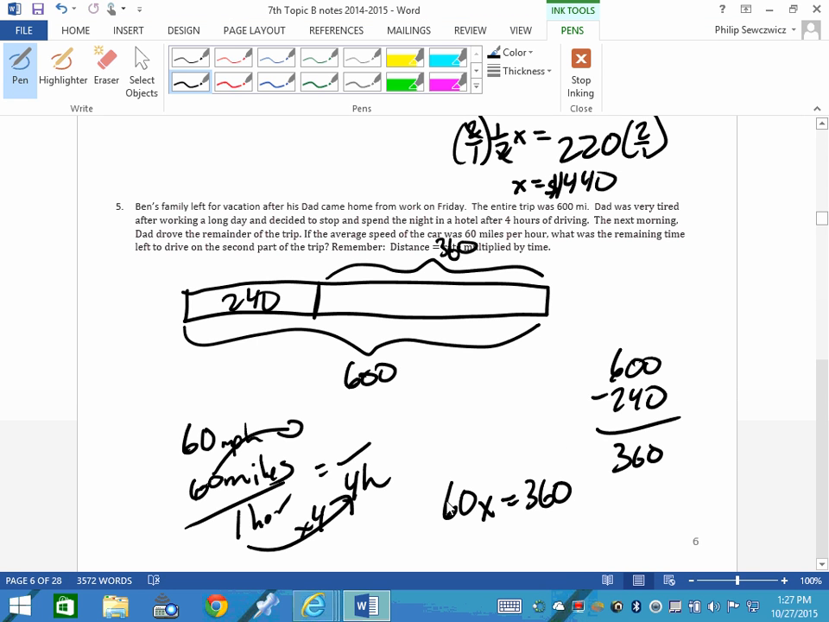Oh, we're back. So we would divide both sides by 60. So let's finish this here. We do get 6. All right, so there it is, 6 more hours. So what's the remaining time left to drive? It is 6 hours. Now, part of it is equation-wise, what would this look like?